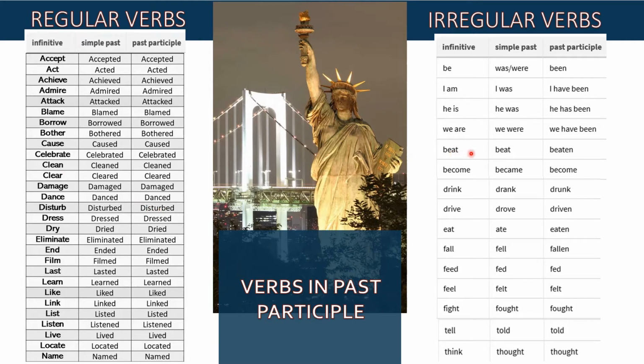In the case of irregular verbs, they change, okay? They change for simple past and past participle. They are very different. For example, the to be verb in simple past is was or were, and in past participle is been. I am, I was, I have been. He is, he was, he has been, okay? And for example, in the case of drink, simple past drank, past participle drunk. Drink, drank, drunk. Drive, drove, driven. Eat, ate, eaten. Fall, fell, fallen. Feed, fed, fed, okay?